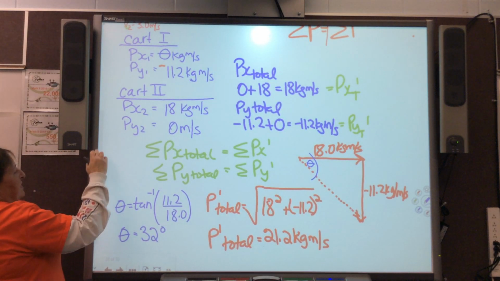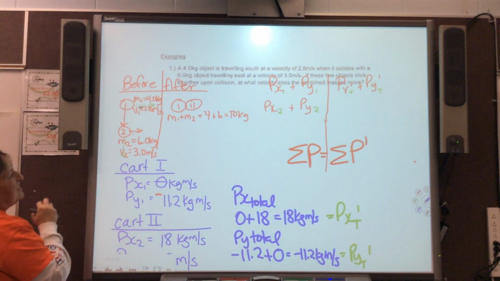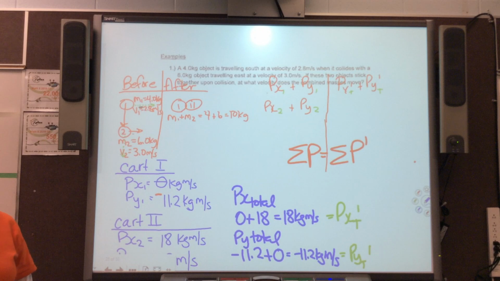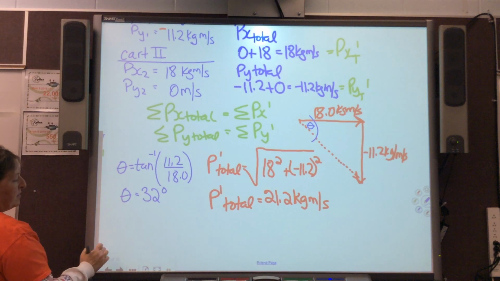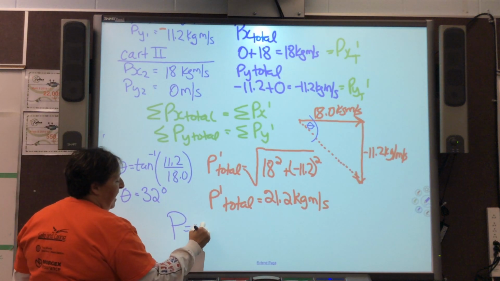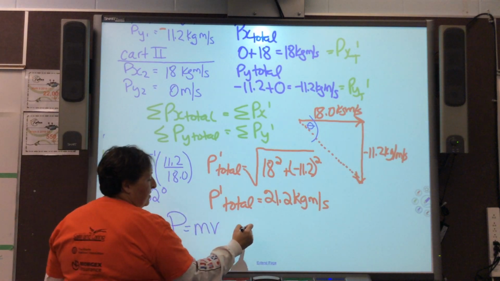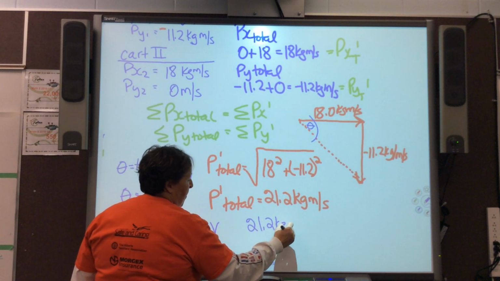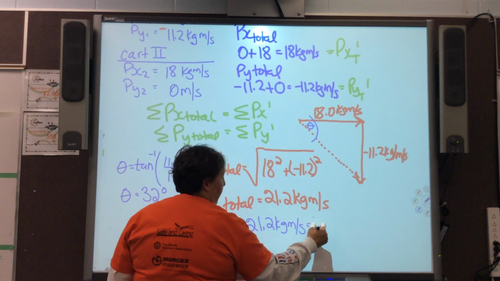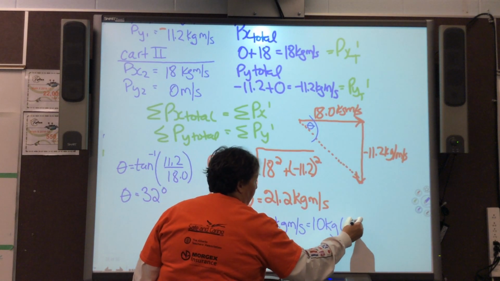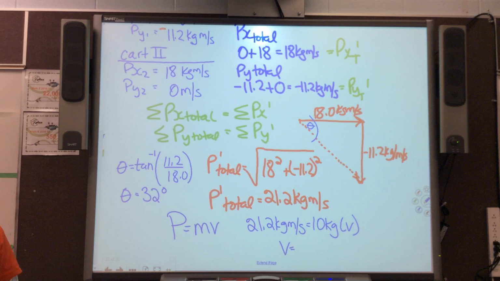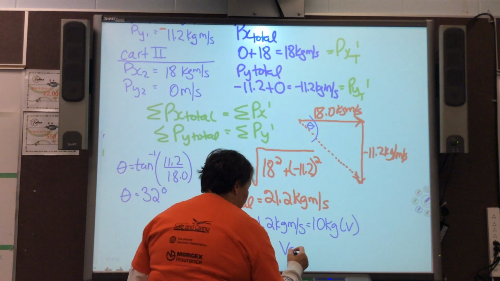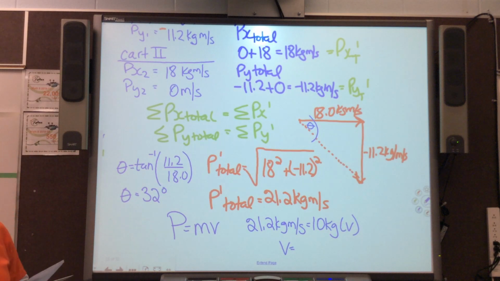Okay. The original question asks us, at what velocity does the combined mass travel? So momentum equals mass times velocity. Velocity equals 2.12 meters per second. Okay, can you put it into significant figures? We've got 4.0, 2.8, 6.0, 3.0. 2.1 meters per second.